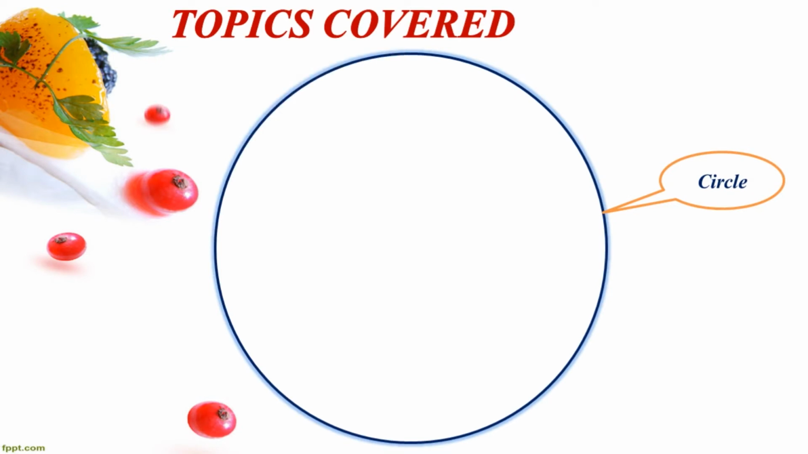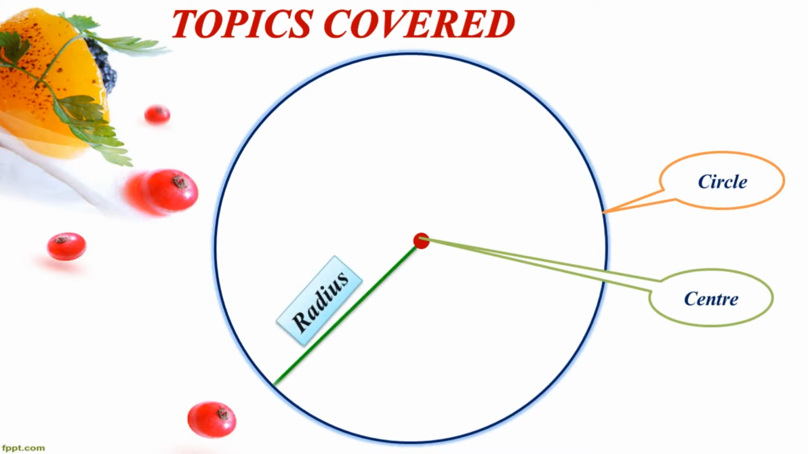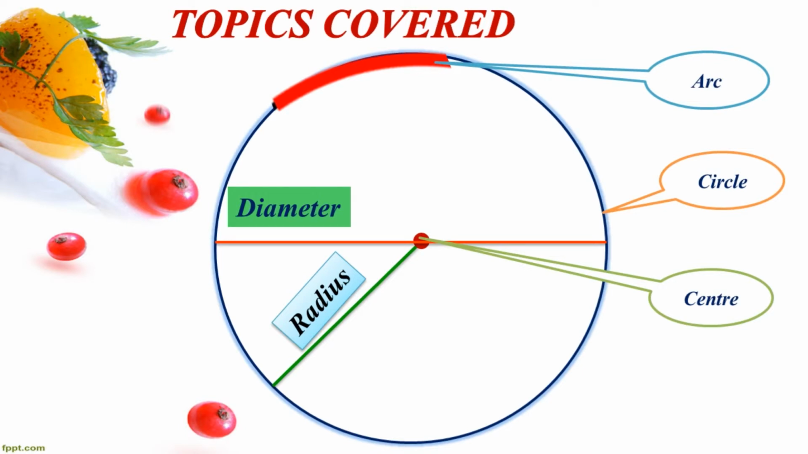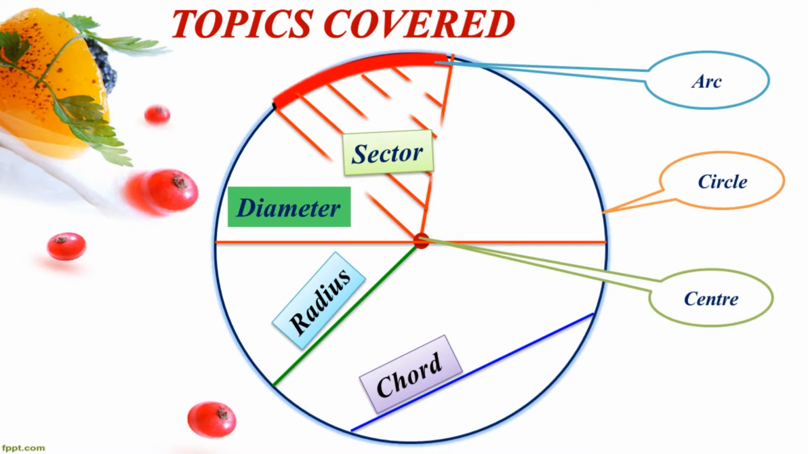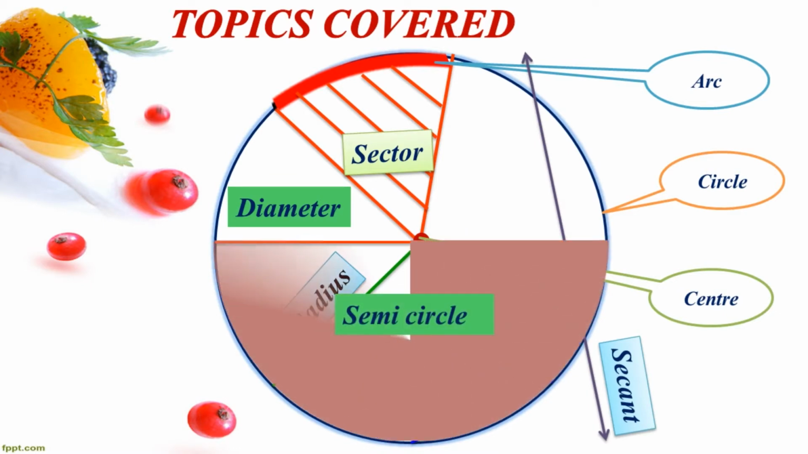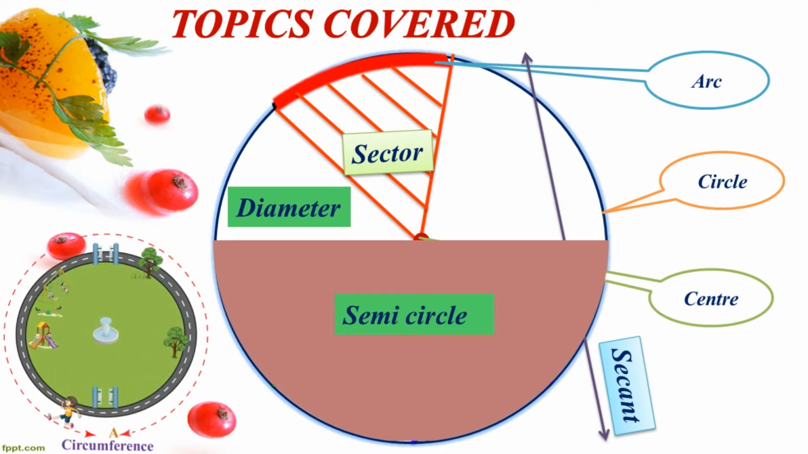Parts of circles are center, radius, diameter, arc, chord, sector, segment, secant, semicircle and circumference.